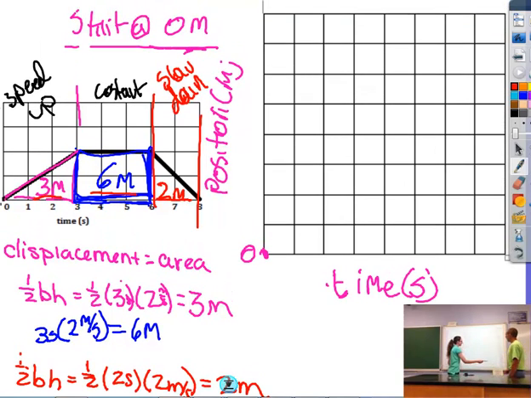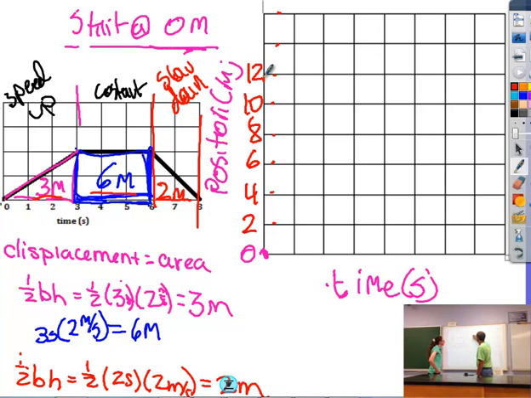All right, there we go. Well, I've only got 1, 2, 3, 4, 5, 6, 7, 8 spaces, so it looks like we're going to have to scale it by 2s. So let's go by 2s. 2, 4, 6, 8, 10, 12. And down here I can go by 1. So 1, 2, 3, 4, 5, 6, 7, 8.